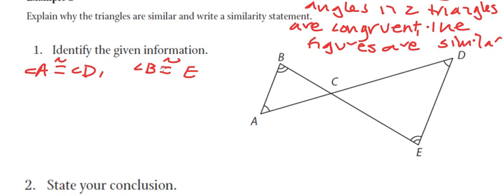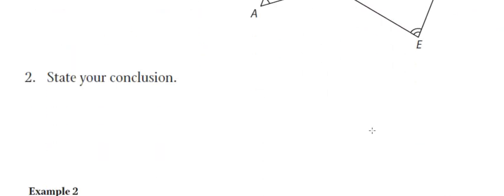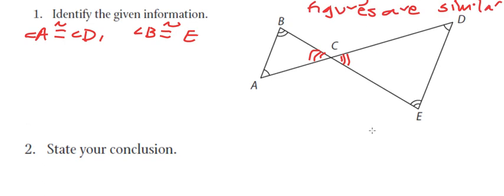Because I know that these two angles are congruent to these two angles, I already know that these triangles are similar. Now, an important thing to note is you also know something about these angles. These angles are vertical angles. So technically, you already know without even thinking about angle-angle similarity, because all three angles here are the same. So if it's asking us to state the conclusion, it's just asking us, how can you name the triangles?